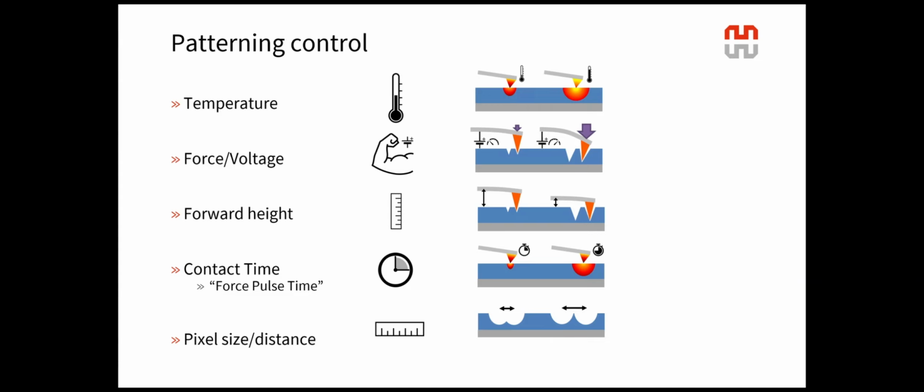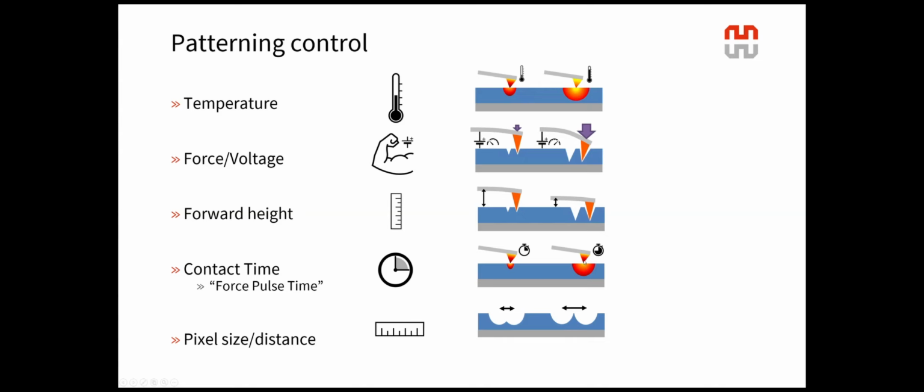Now we will discuss the contact time and its effect on the patterning, how we can play around with it to optimize our patterns. First of all, what is the contact time? The contact time is the time that we spend in contact with our surface when we pattern every pixel.